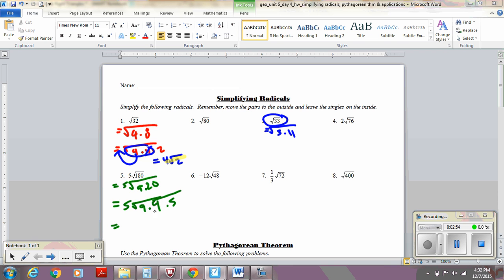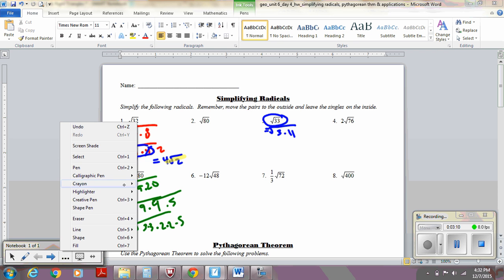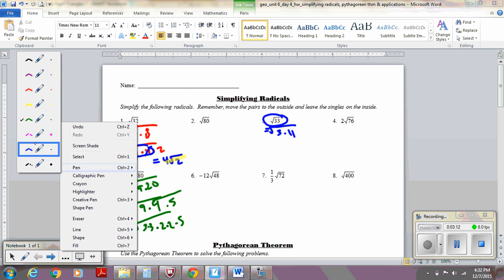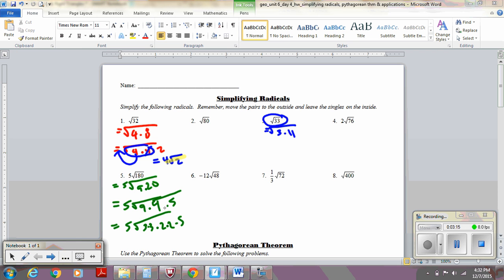So anytime you break apart a perfect square, you're going to have two numbers that multiply and give you that number. So in 9's case, those two numbers are 3's. And in 4's case, those two numbers are 2's. And then you have the 5. So again, you have a pair of twin 3's, and a pair of twin 2's.